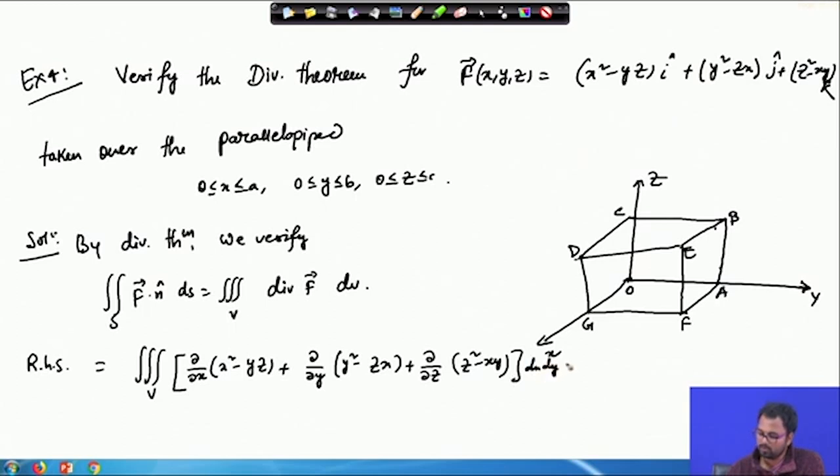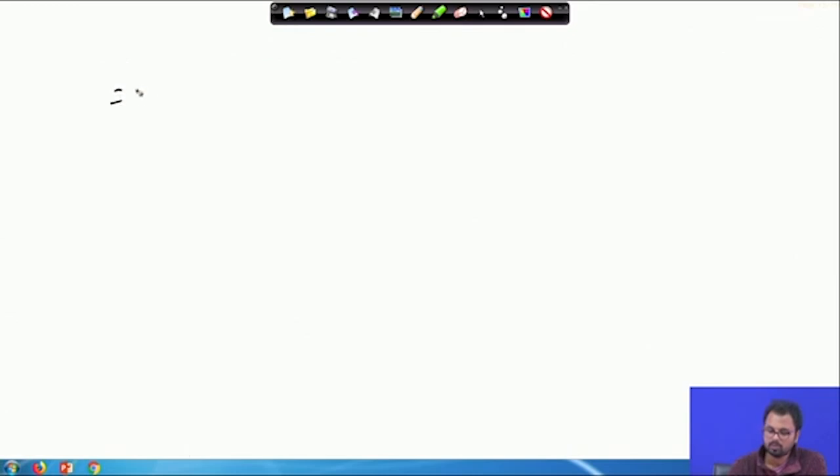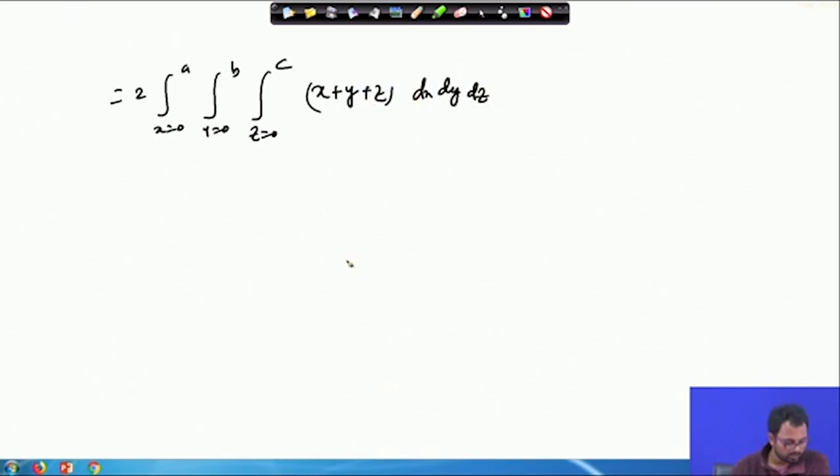dx dy dz. So, this will be 2x, 2y, 2z. So, we will have the volume integral of x plus y plus z dx dy dz. Now, x is varying from 0 to a, y is varying from 0 to b and z is varying from 0 to c. So, I can write those limits: x from 0 to a, y from 0 to b and z from 0 to c, of x plus y plus z dx dy dz.